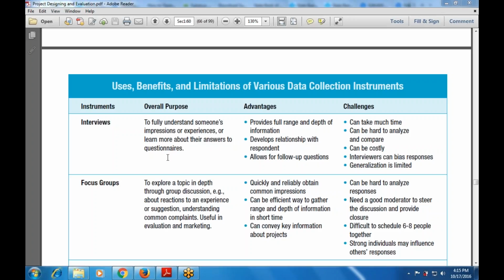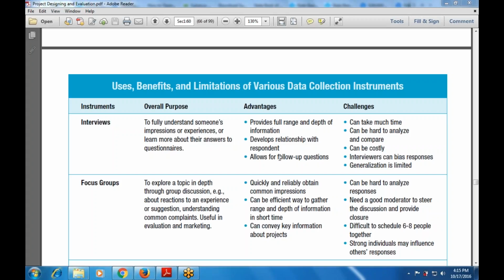Now, what are the various advantages of interviews? First advantage is it provides the full range and depth of the information. So when we are seeking out the interview, that also provides the full range and depth of the information. Then the next one is developing a relationship with the respondent. Full range in the sense that each and every question is carried out with depth of information.